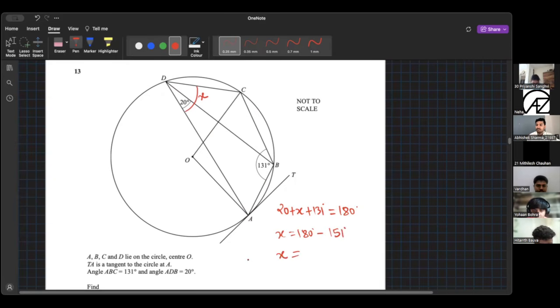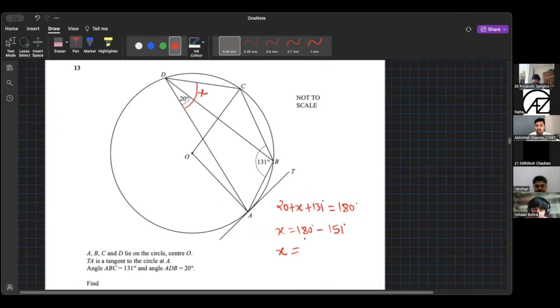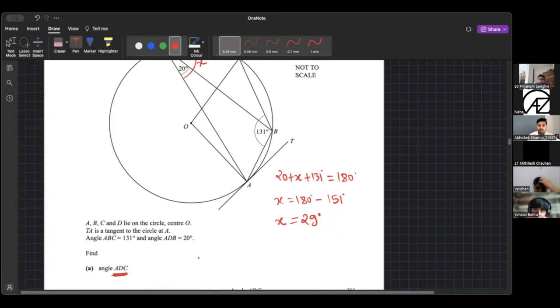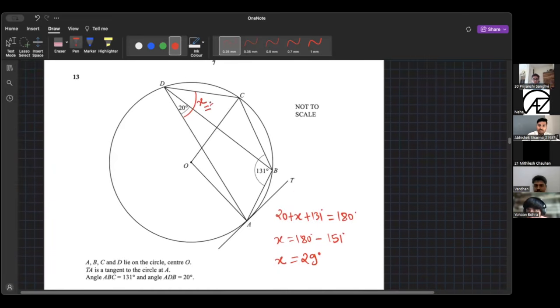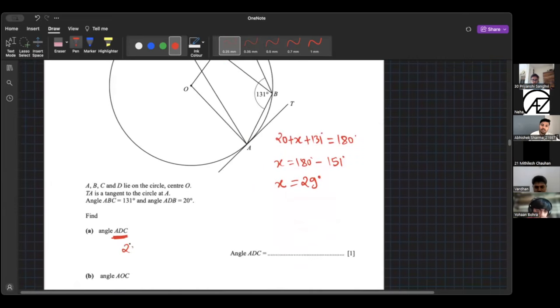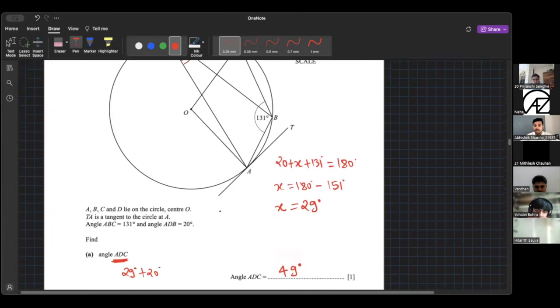Can we write like this? So this is going to be how much? 180 minus 151 is how much? 29 degrees. Perfect. But we are asked to find ADC. So if X is 29, ADC is going to be 29 plus 20. ADC will be 29 degrees plus 20 degrees, that is 49 degrees. Is this clear?